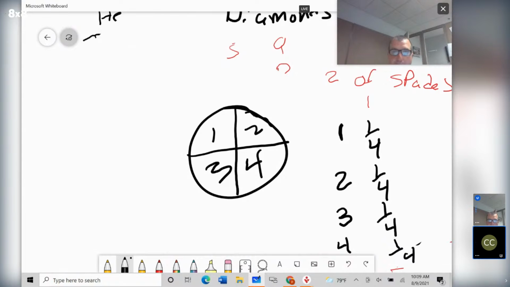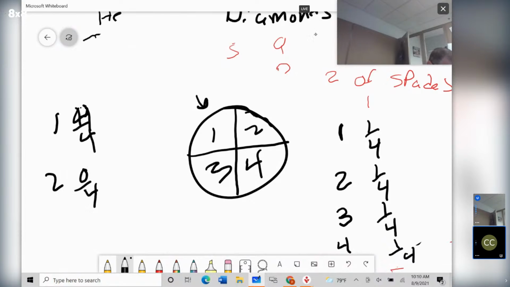But then we do the experiment, it can get a little bit different because it could land on 1 all 4 times. And in that case, the experimental 1 would be 4 out of 4. 2 would be 0 out of 4. 3 would be 0 out of 4. And 4 would be 0 out of 4. That's when we actually do the experiment.